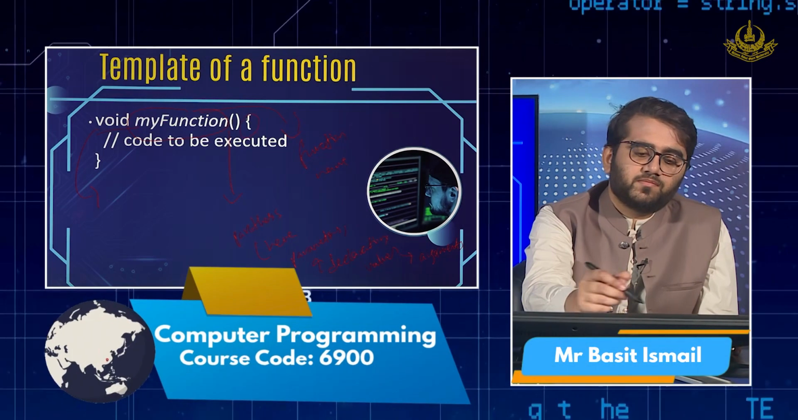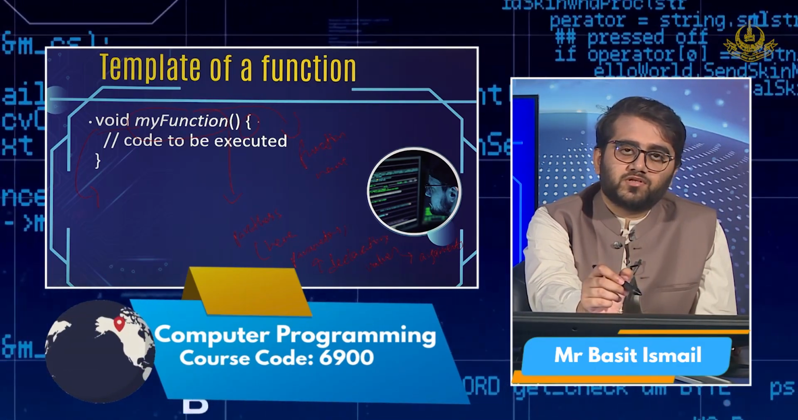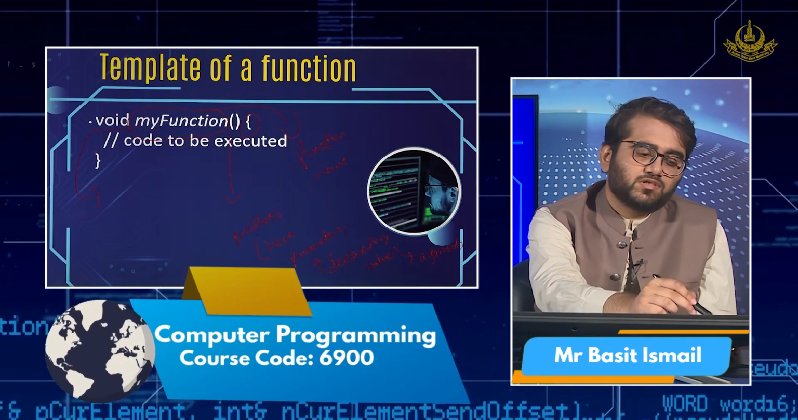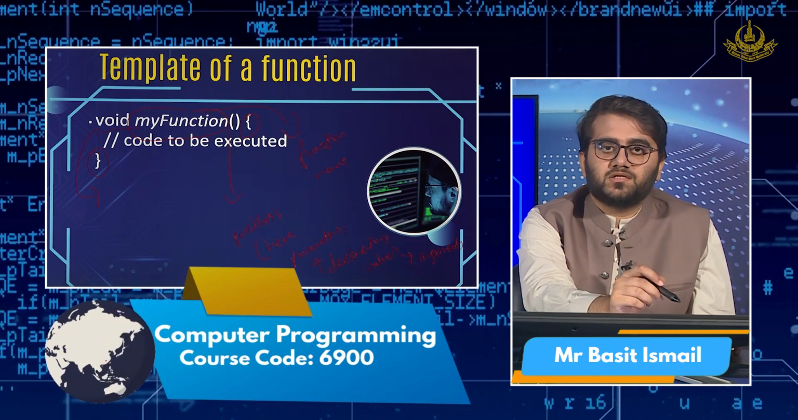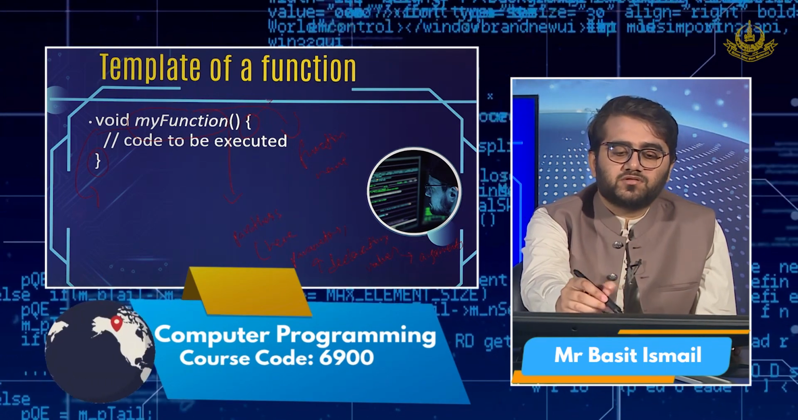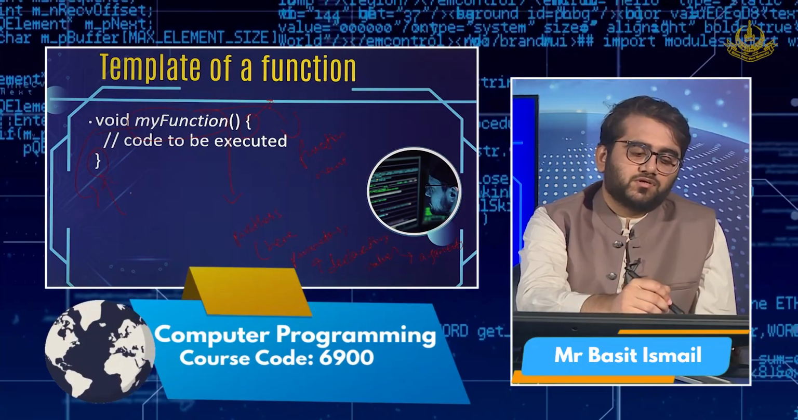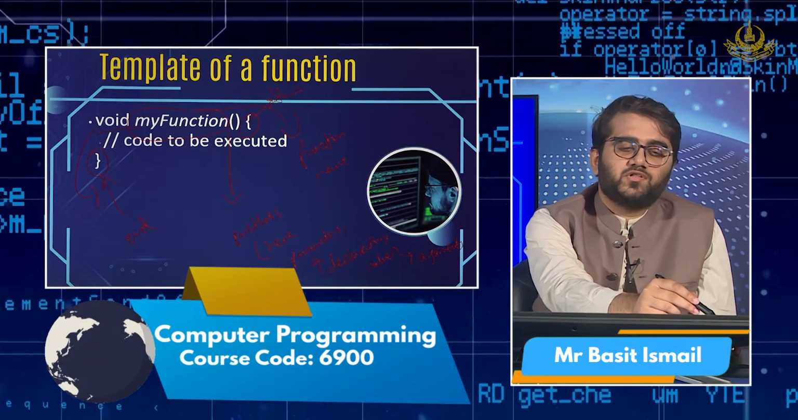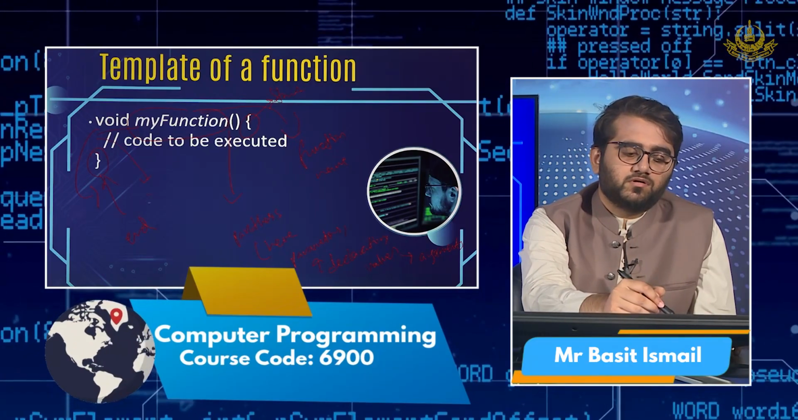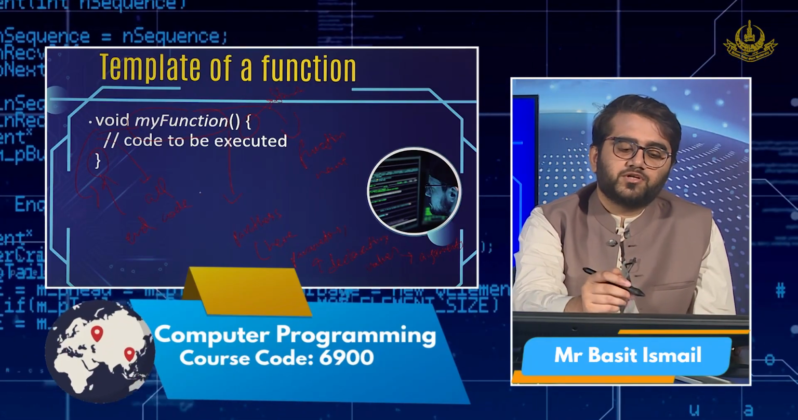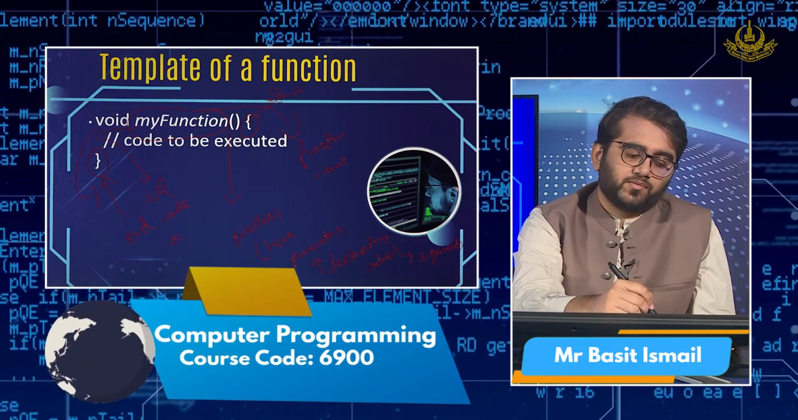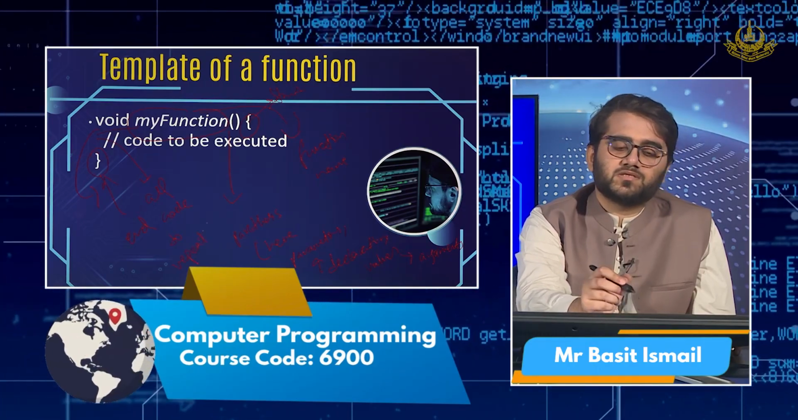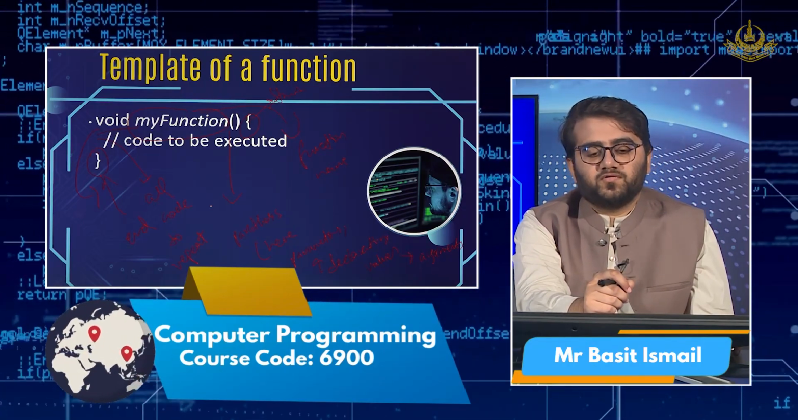And then we have a curly bracket starting, which defines the opening scope of the function, and then we have the closing bracket, which shows the closing scope. Here the function starts and here the function ends. In between these two brackets we would have all of the code which we need to reuse or repeat. That's the basic template of a function.